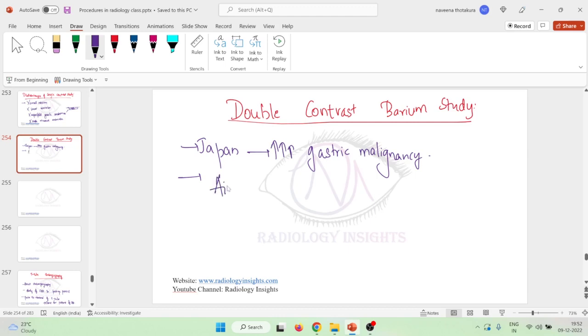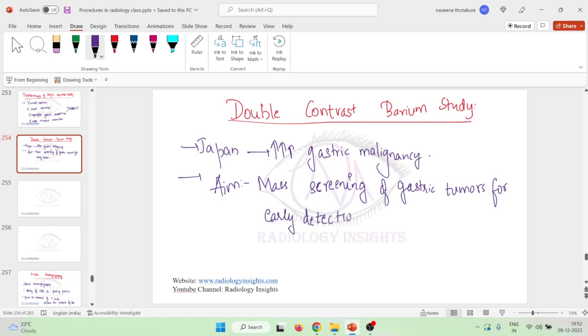The main aim of this double contrast barium study is mass screening of gastric tumors for early detection. This gastric tumor mass screening mainly depends on more filming. We need lots of films, lots of x-rays, for detection of this.